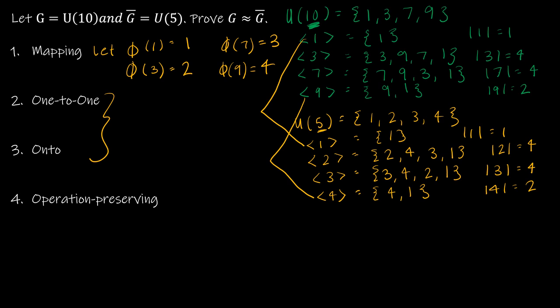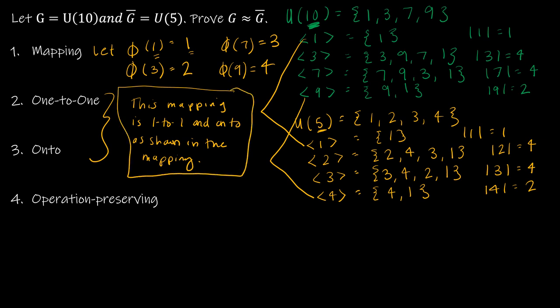Now, 1 to 1 and onto are fairly straightforward, but what I find a lot of students do is that they don't address them at all. So I can say this mapping is 1 to 1 and onto as shown in the mapping, because again, I'm not going to write all that out, but if it's 1 to 1, that means for every x there's just one y. Well, I've mapped it that way. And if it's onto, for every y there is an x. Well, again, I've mapped it that way. So this seems very silly and trivial, and yet if you don't say that you recognize that this is 1 to 1 and onto, then you're going to lose points for it. So just, you know, humor me and give me a sentence that says you realize that you had to check those two properties.